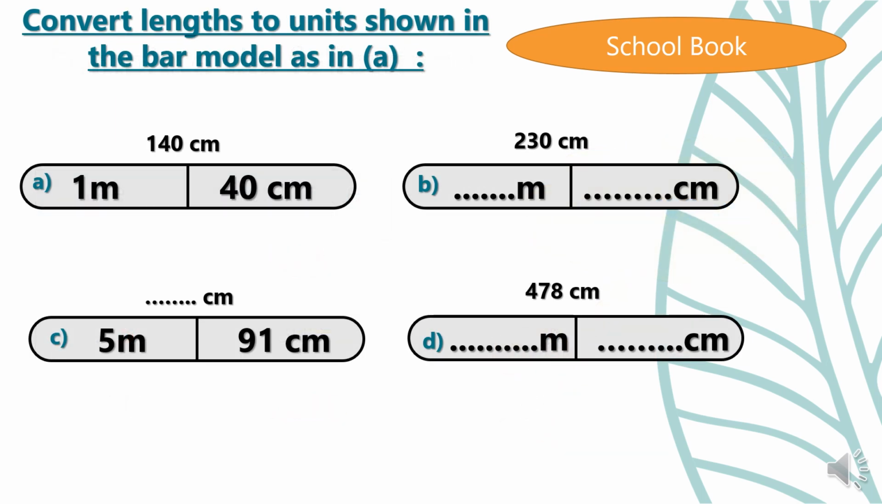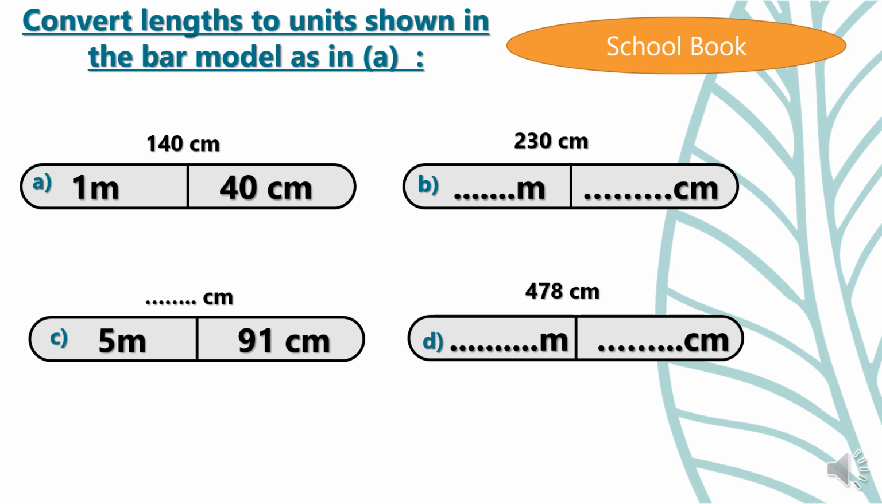Now here we have a bar model, and we want to convert the units inside the bar model. The first one, here we have 1 meter and 40 centimeters. We can't add two different units, so we convert the biggest one. We always convert the biggest unit. So we cancel the meter and put 2 zeros, so it will be 140. Next one, 230 centimeters. I want to convert it into meters and centimeters.